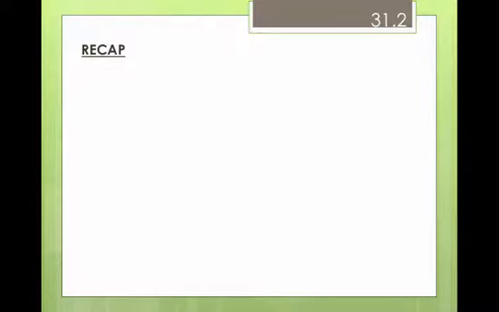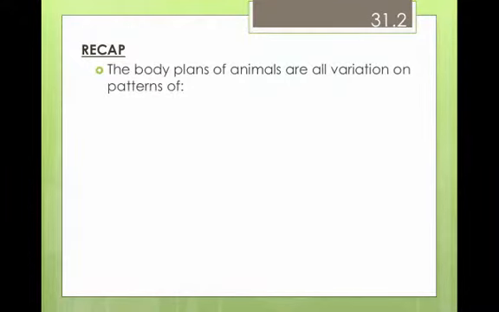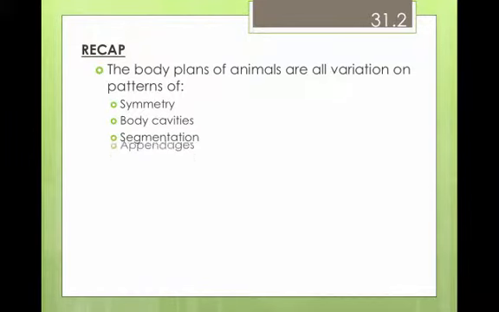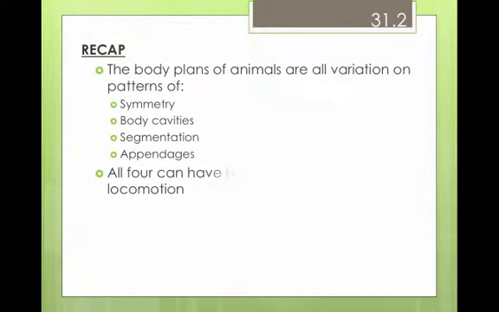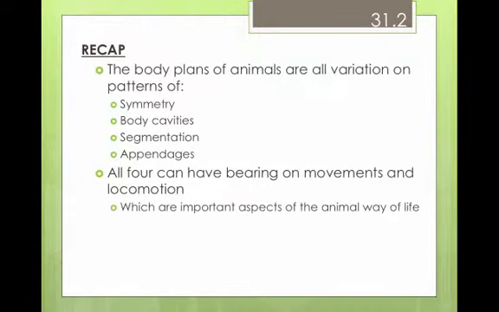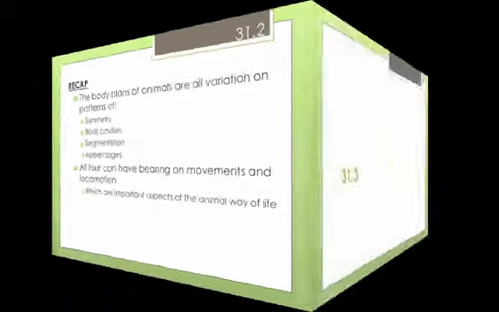So here's a recap of 31.2. The body plans of animals are all variations on patterns of symmetry, body cavities, segmentation, and appendages. All four can have bearing on movement and locomotion, which are important aspects of the animal way of life.